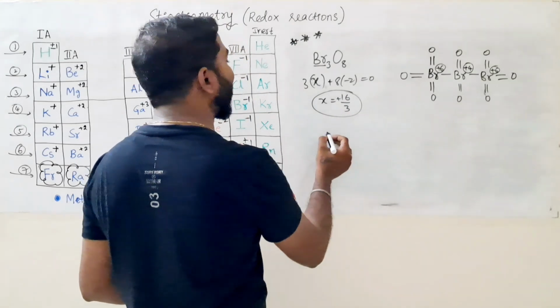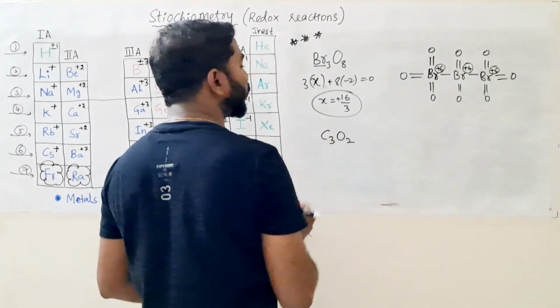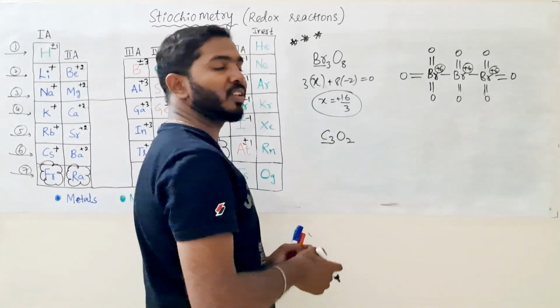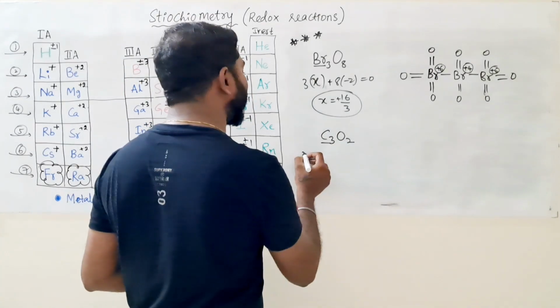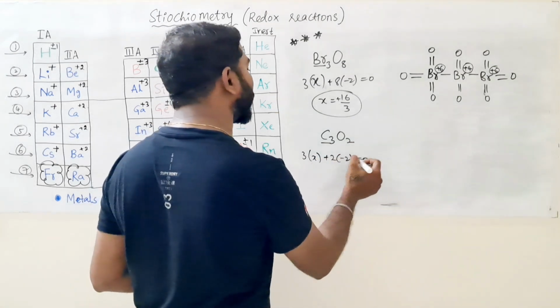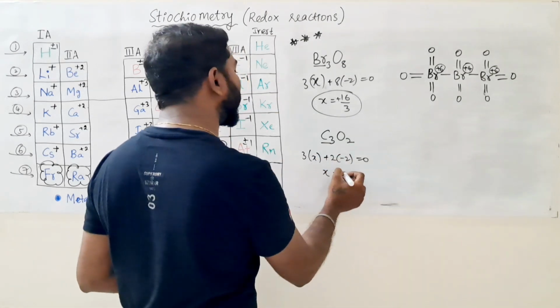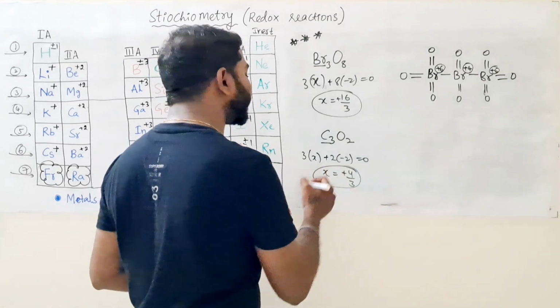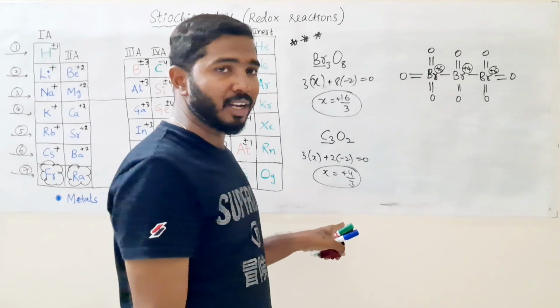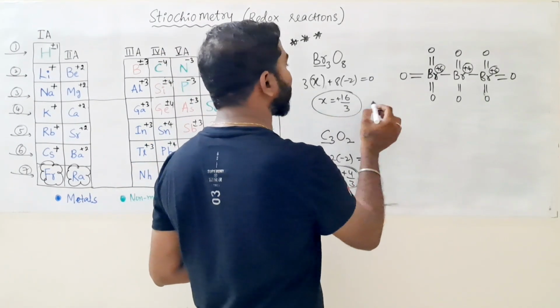And then next we have C3O2, which is called carbon suboxide, where we need to calculate the oxidation number of carbon. If we calculate generally, 3x minus 2 is equal to 0, then x is going to be plus 4 by 3. And now the point is individual. So this is the average oxidation number.